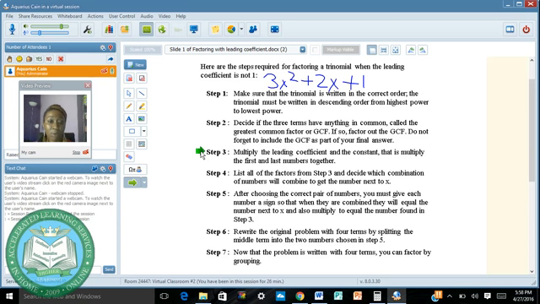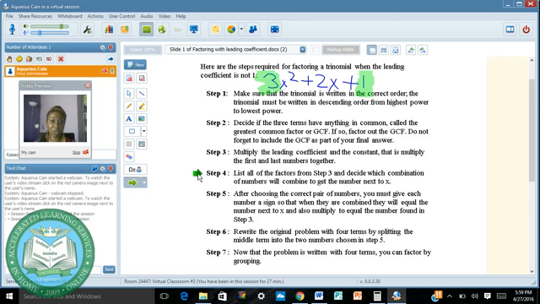Step 3, multiply the leading coefficient and the constant. The leading coefficient, if you are not sure, is the number that is right in front of the first term. That's your leading coefficient. And your constant is the last term that does not have a variable attached to it. So you're going to multiply the leading coefficient and the constant together. That's your first and your last numbers.